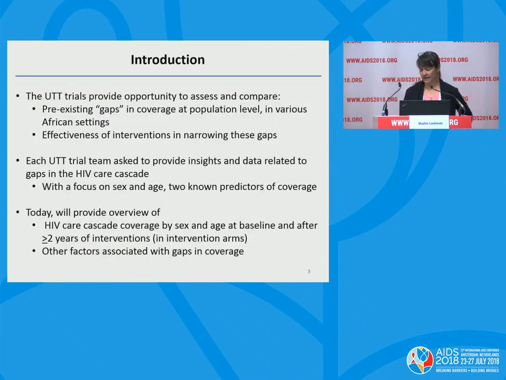The UTT trials provide a good opportunity to assess and compare both pre-existing gaps in coverage by the HIV care cascade at a population level in various settings, as well as the effectiveness of interventions in narrowing these coverage gaps. Today, I will provide an overview of the following from each study. First, the HIV care cascade coverage by sex and age at baseline and after at least 2 years of interventions, and a descriptive outline of other factors associated with gaps in coverage.